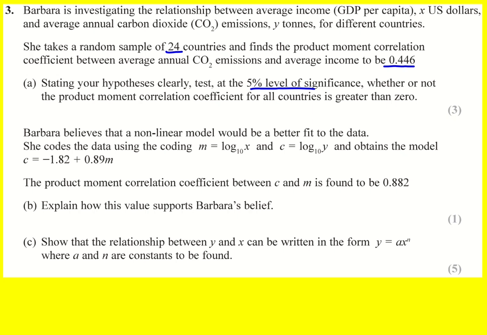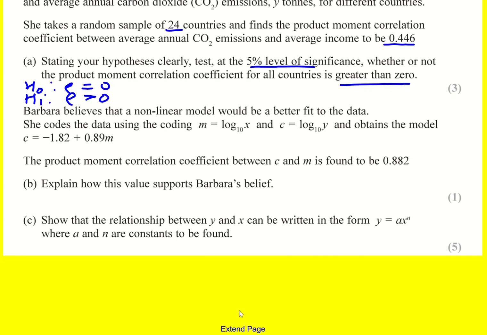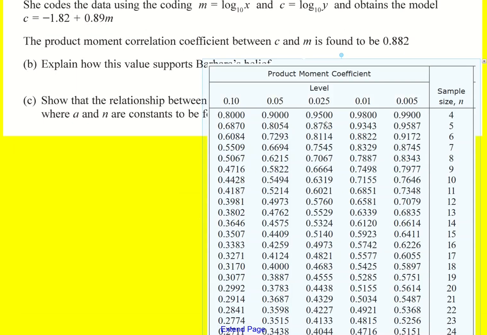So is there enough evidence from this sample that there is positive correlation in the whole population? So let's set up our hypotheses. H naught is that there isn't correlation, and H1 is that there's going to be positive correlation. And now we just need to look up the critical value in the table. We don't need to do any calculations.